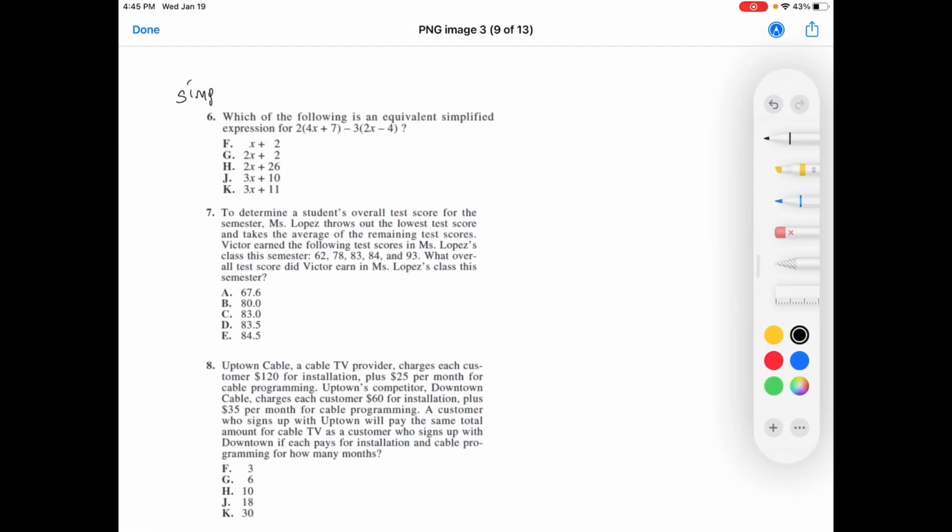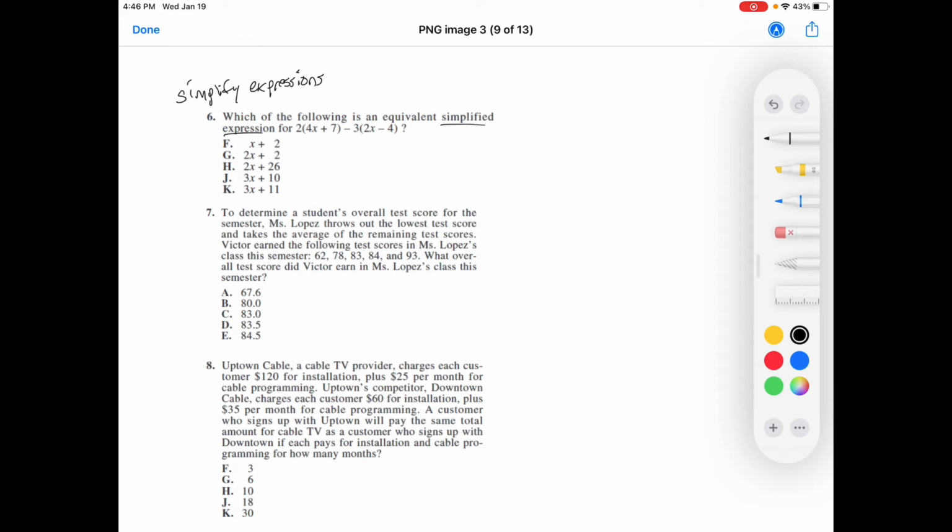Okay, number 6 is going to be simplify expressions. And it tells you what it is right here. Simplify the expression 2 times 4x plus 7 minus 3 times 2x minus 4. And so we want to do our order of operations. Is there anything I can combine inside those two parentheses? No, I cannot combine 4x with 7, and I cannot combine 2x and negative 4 because they're not like terms. You have to have the same variable and exponent to combine terms.